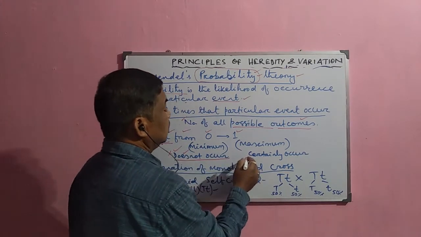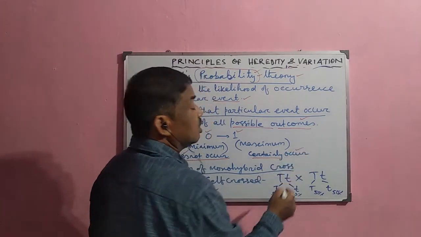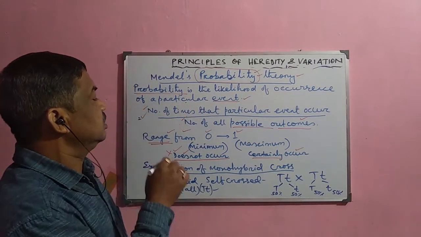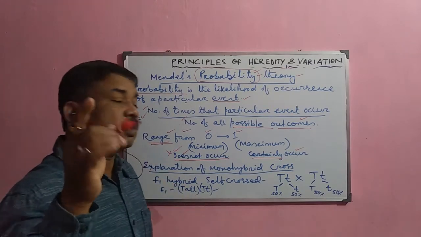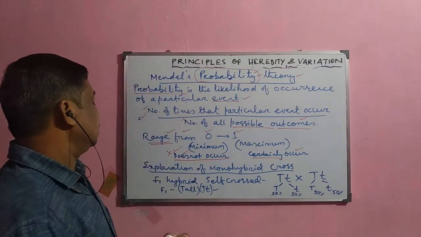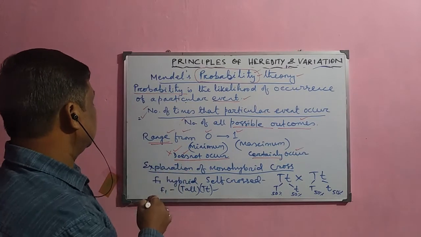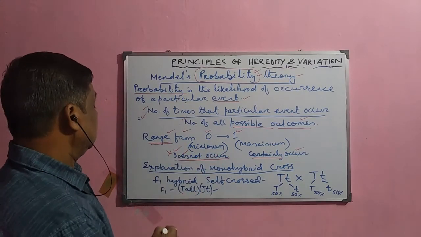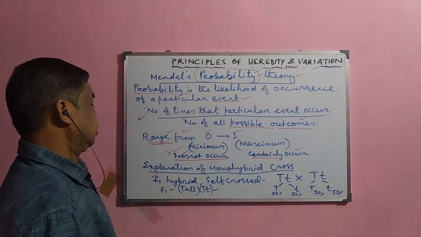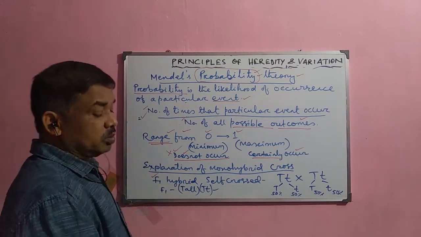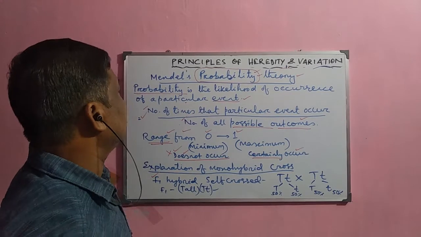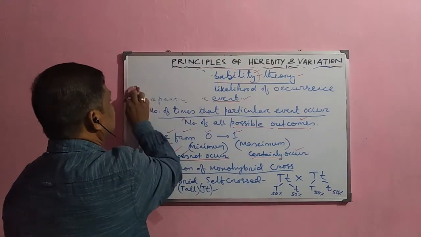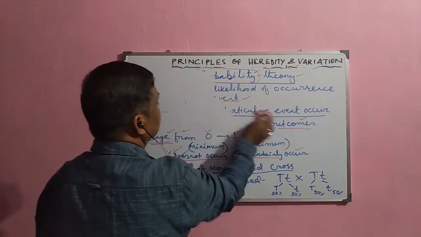Now, when there is certainly occurrence of that particular character or particular event, then it is maximum. So this ranges from 0 to 1. Now this probability theory is explained here, and according to this probability theory, in case of the monohybrid cross experiment, what happened? Suppose in the F1 generation of the monohybrid cross experiment, it is capital T and small t type.